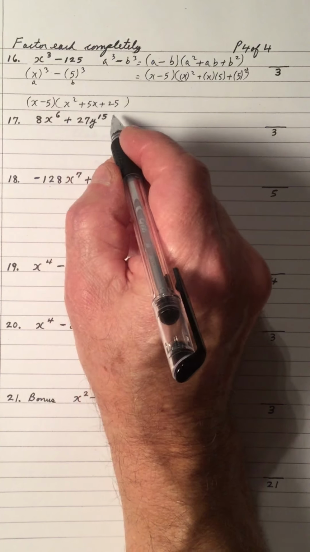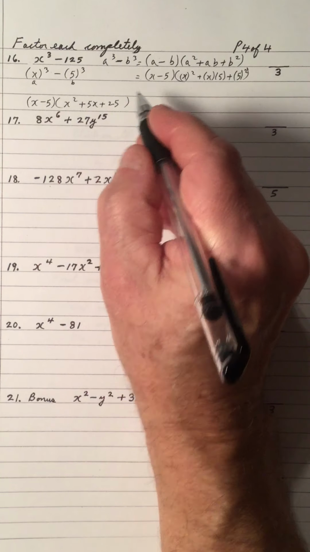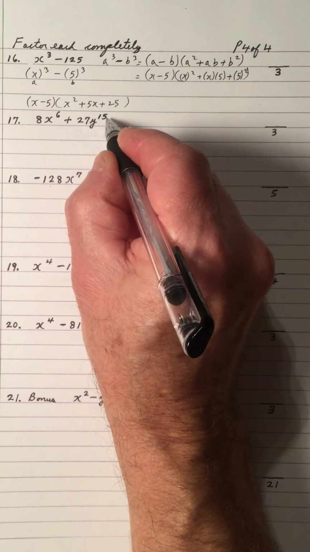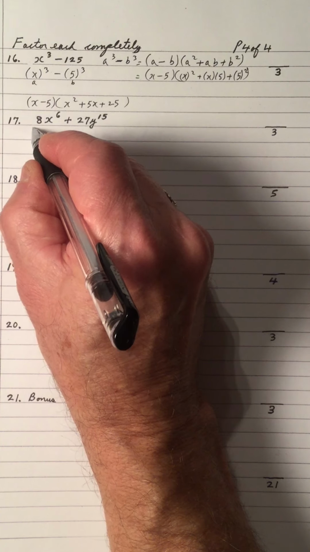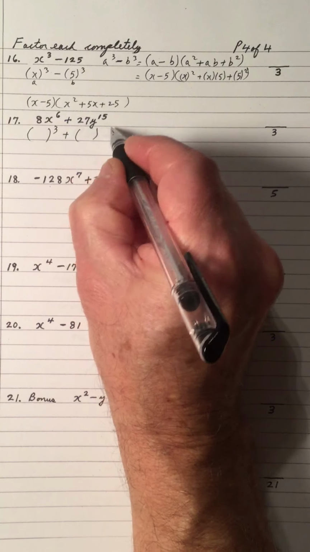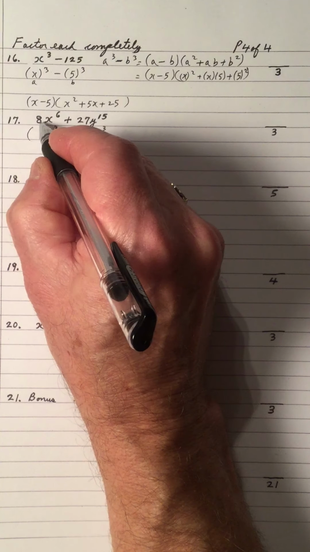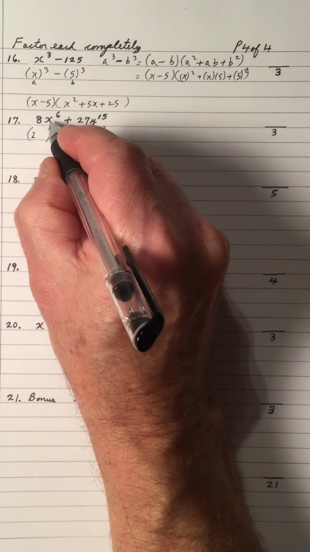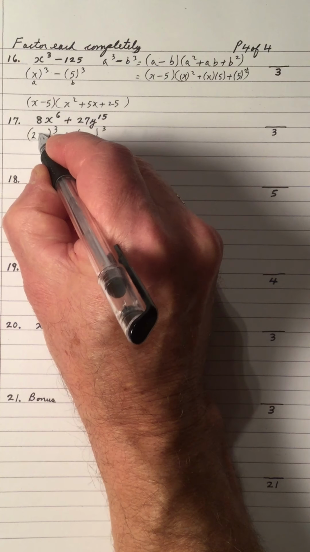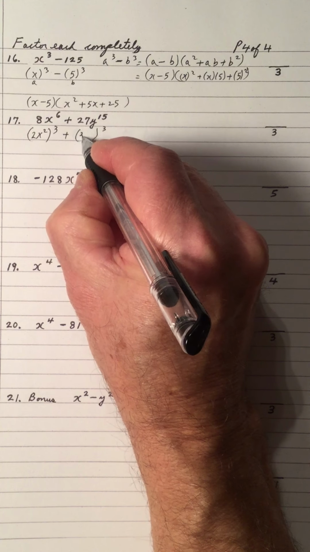17, again, I have x's and y's, so no descending order with different variables, but I see the 3 powers, so I think of cubes, because my powers are 3's. So what cube gives you 8? 2 cubed gives you 8. 6 divided by 3 is x squared. And what cube gives you 27 is 3.